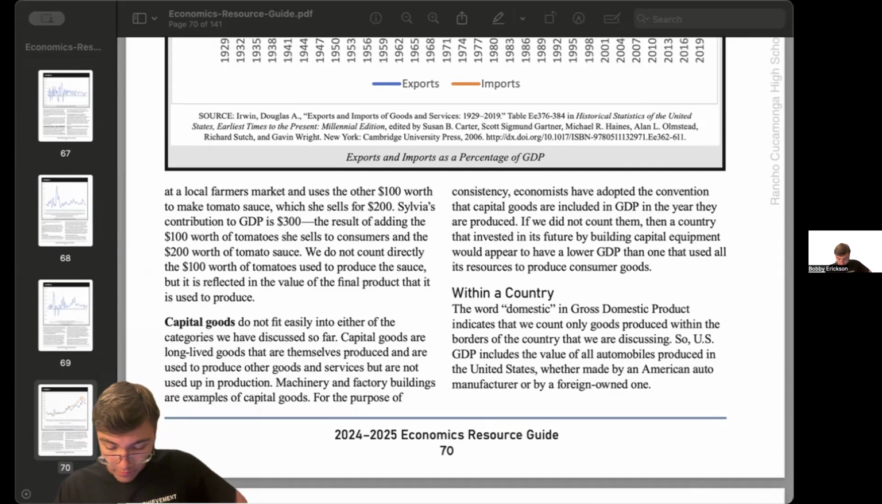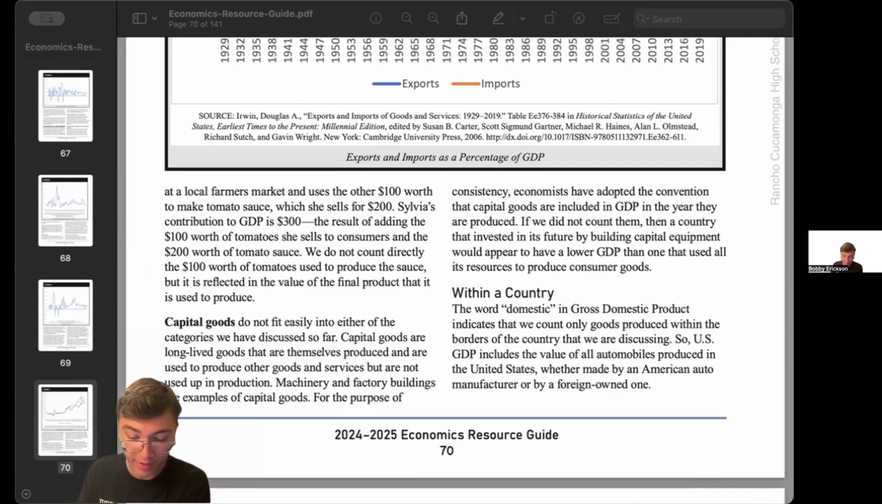So, we also want to make sure that these are included in GDP, because if we didn't have them, then they wouldn't be reflected in the GDP overall. We want to show that investing in the future, by building this capital equipment, because if you build a factory, you're investing in what you are going to be able to make in the future. We want to be able to show in GDP that there was a contribution to GDP in that year that they produced the capital good.